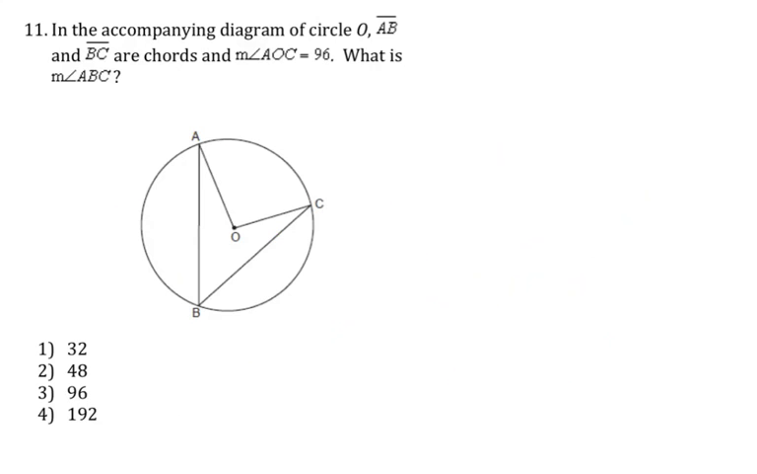All right, number 11. Here, AOC is 96. You see the central angle is the same as the measure of the arc, so this arc is also 96. But what do you realize about inscribed angle ABC? An inscribed angle is always half of the intercepted arc, so we get half of 96, which is equal to 48. So 48 becomes our answer, which is choice 2.